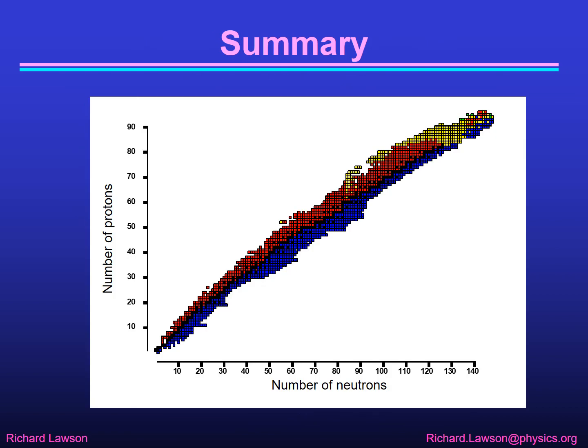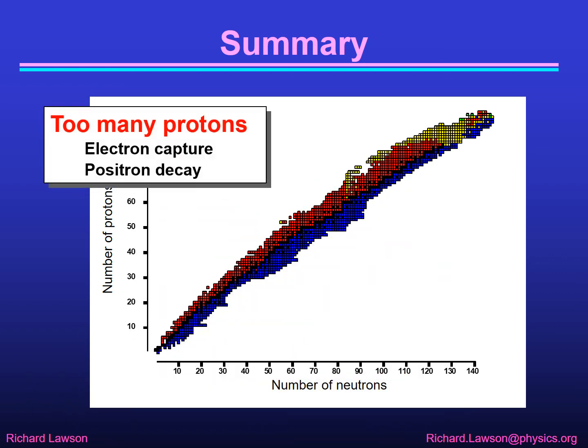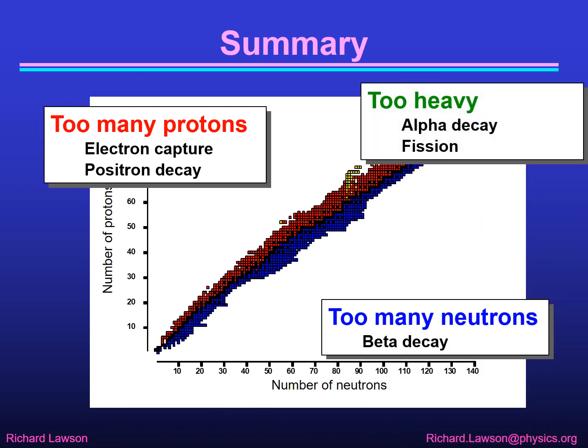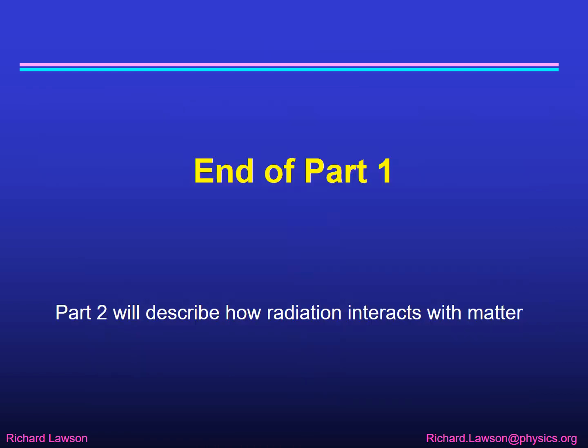So to summarise what I've said in this part, here we can see that we discussed the red squares, which were too many protons, which decay either by electron capture decay or positron decay. The blue squares, which had too many neutrons, decayed by beta decay. We had the green squares at the top, which were too heavy, that decayed by alpha decay or fission. And we had those which just had too much energy, which decayed by isomeric transition. So that's the end of part 1 of this talk. In the second part, I will describe how radiation interacts with matter.